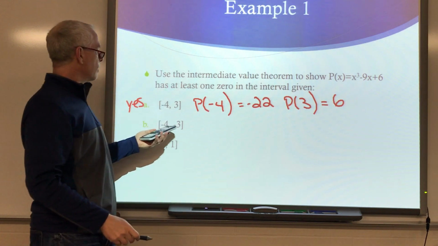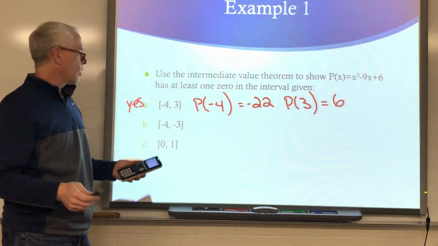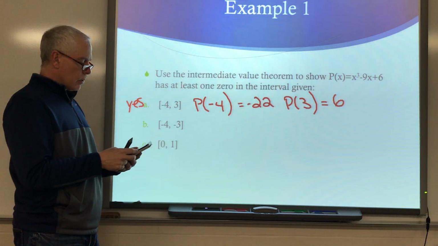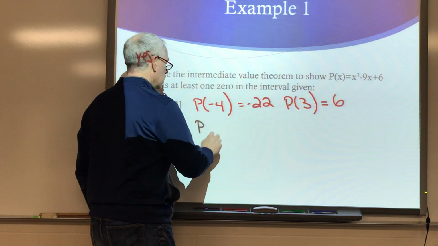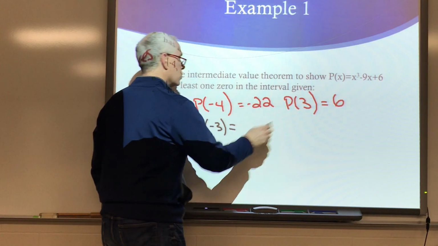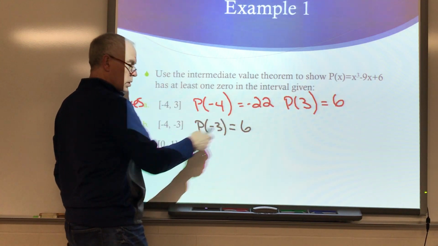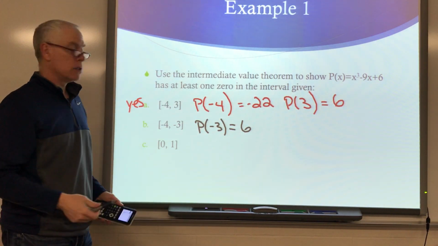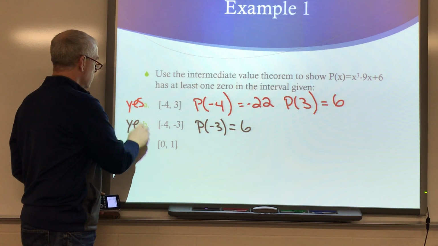Similarly here, well, we know p of negative 4 is already negative 22. We've already evaluated that. Negative 3 is also 6. So one's positive, one's negative. Got to be a 0 in between. So this is a yes as well.